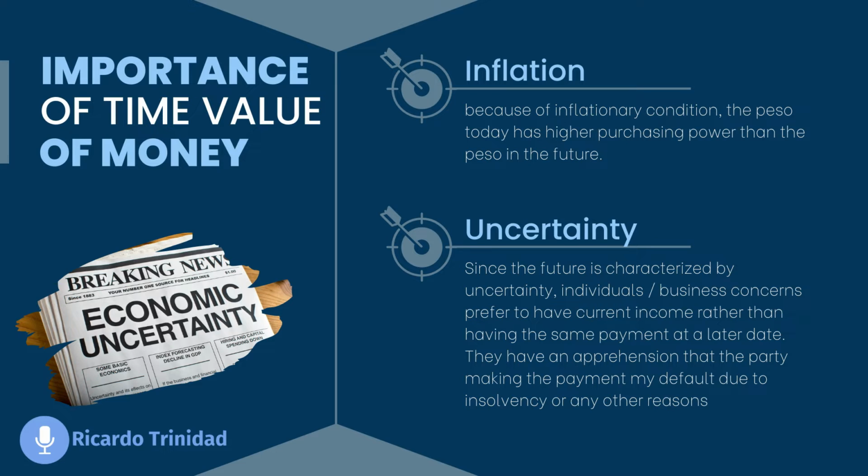Inflation. Because of inflationary conditions, the peso today has higher purchasing power than the peso in the future. Uncertainty. Since the future is characterized by uncertainty, individuals or business concerns prefer to have current income rather than the same payment at a later date. They have an apprehension that the party making the payment might default due to insolvency or any other reason.